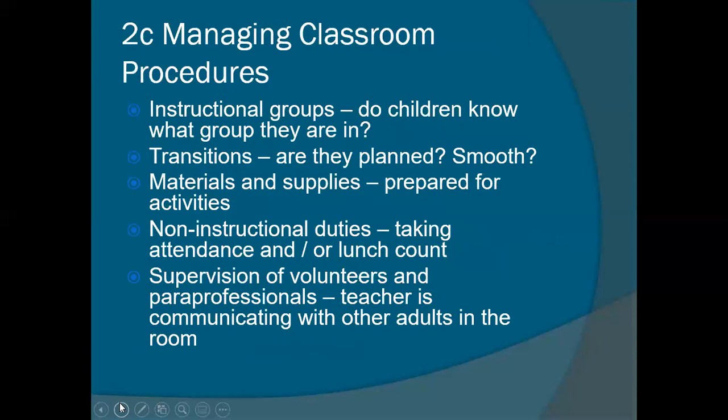So 2C is managing classroom procedures. Okay, it looks at, once again, instructional groups. Do children know what group they're in? When the teacher says, let's go to their small group tables, then children should know where they're going.